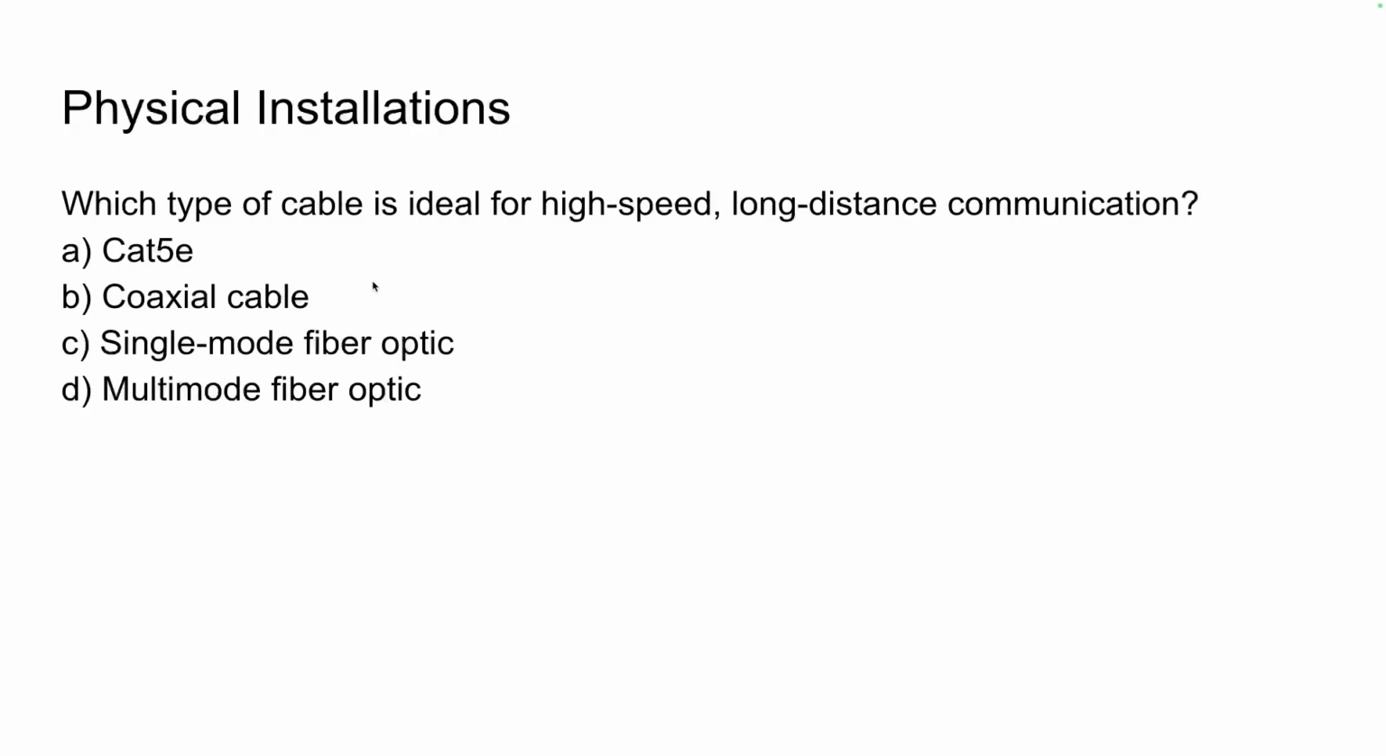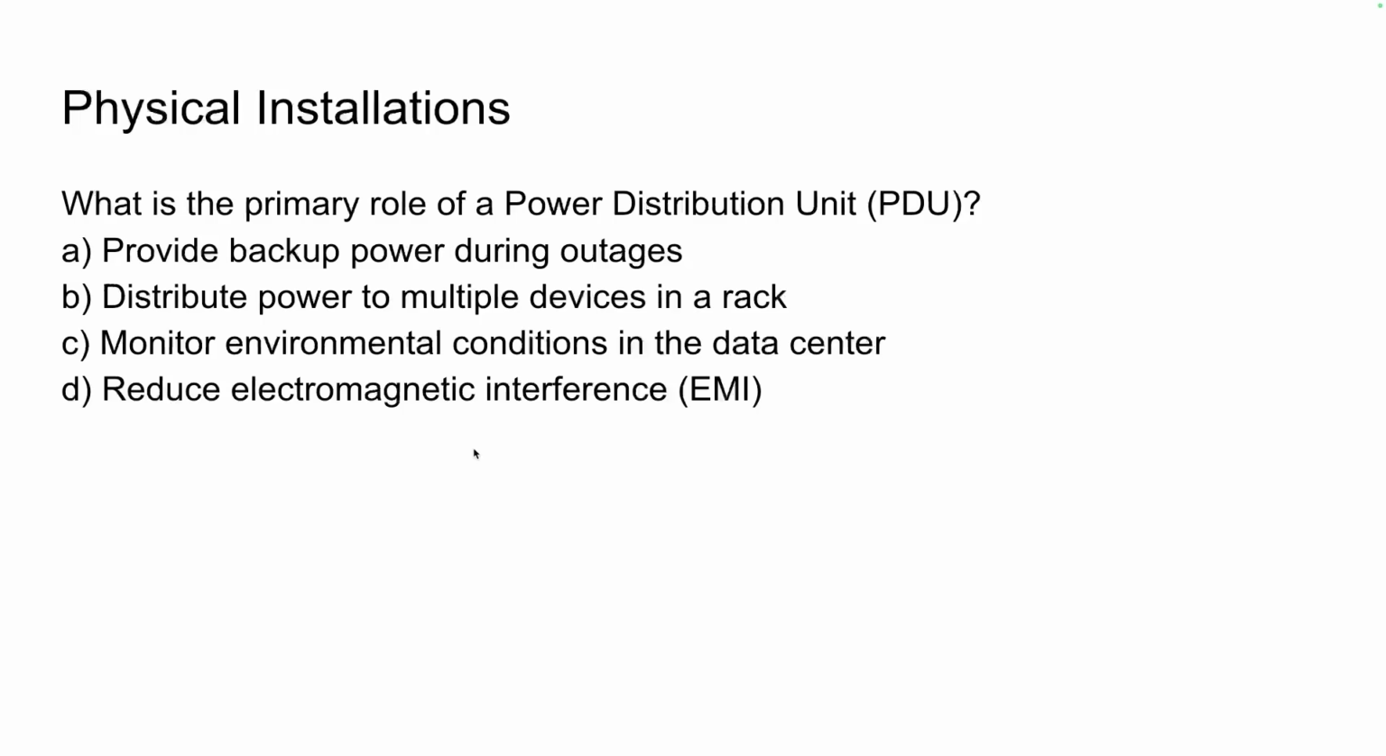Which type of cable is ideal for high-speed, long-distance communication? And the Cat5e is the twisted cable, so that's not it. Coaxial cable is definitely not it either. Single mode fiber optic or multi-mode fiber optic. So we want high-speed, long-distance communication. That would be our single mode fiber optic.